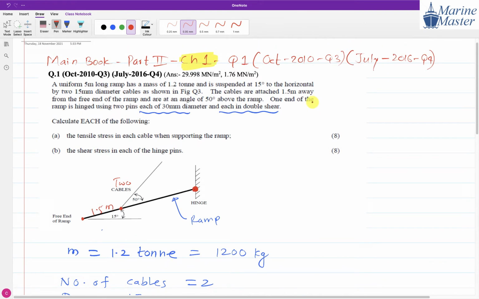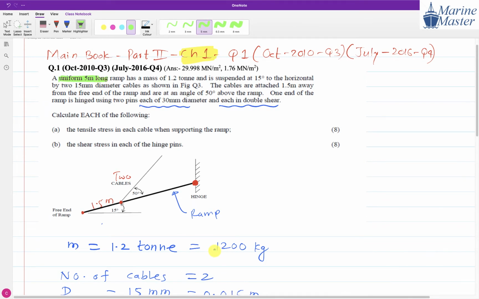We have a uniform ramp. If you see the question, what they said: a uniform ramp, how many meters? 5 meter long. A uniform ramp, 5 meter long. So uniform means what? The mass is uniformly distributed.